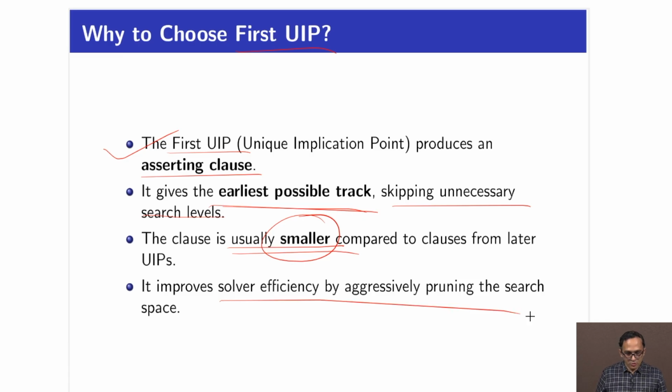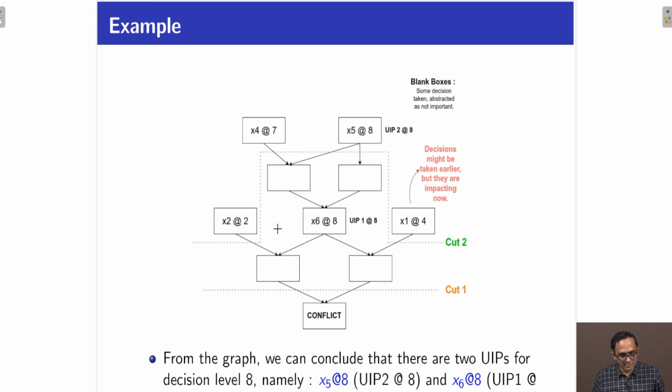So, that is why it improves efficiency. Okay. So, why is this giving a smaller one? Let us try to understand with an example. Let us consider this particular conflict. Let us say I have taken many decisions: x2 at decision level 2, x4 at decision level 7, x5 at decision level 8, x1 at decision level 4, and this leads up to this conflict.